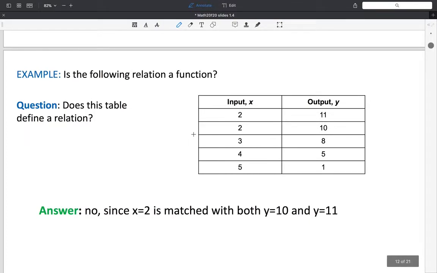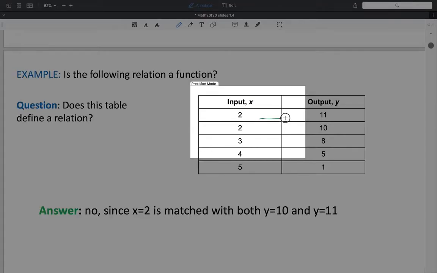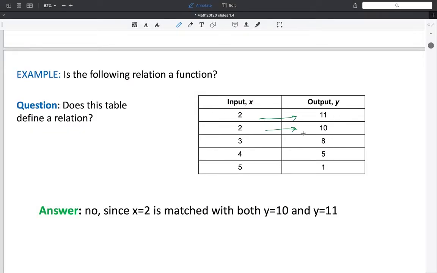Okay. The answer is no. If you notice here, this x is associated with 11, and here the same x is associated with 10. So in other words, if I ask x equal 2 and you say what can be associated with it, there are 2 answers, so it's not a function. X is matched with both y equals 10 and y equals 11, so it's not a function.